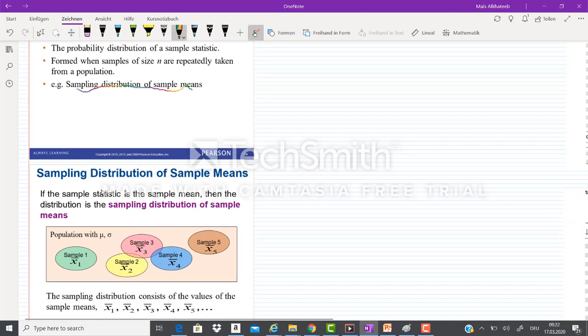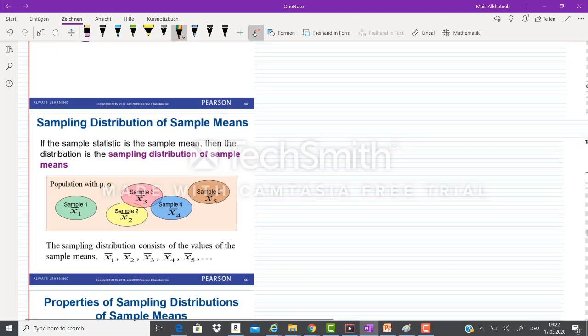Okay, what I mean with this, if the sample statistic is the sample mean, so I take the population and divide it into a number of samples. This sample can be overlapped, it's not a problem. Then for each sample I calculate the mean.